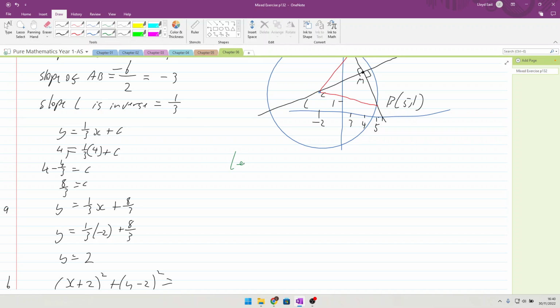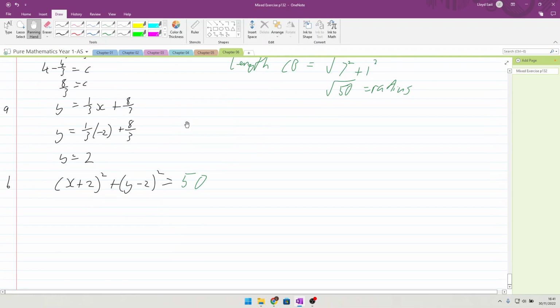Okay, length of CB is equal to the square root of, what do we've got? -2 up to 5, don't we? So that is 5, 6, 7. 7 squared plus, it was a 2, wasn't it? A 2 down to a 1, that's a different 1 squared. So that's 7 squared, 49, plus 1, that's the square root of 50 for the radius, which means when we square it, we get 50, meaning equation of the circle is that, which is x plus 2 squared plus y minus 2 squared equals 50. Okay, that's part B done.